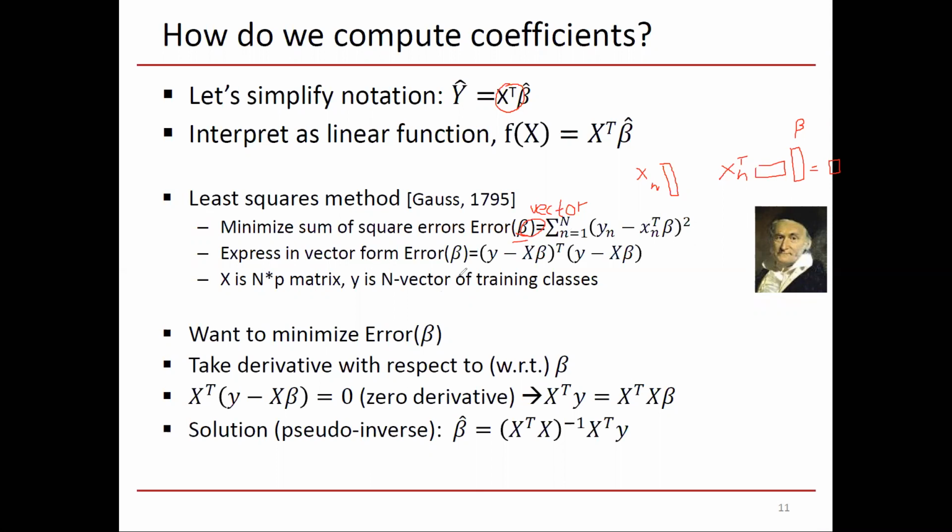be expressed as (y minus X beta) transpose. X is now a matrix. We stacked together all the x_n's, and (y minus X beta) transpose is multiplied by (y minus X beta). X is a matrix of size n by p, n rows, p columns. y is an n-vector of training classes.